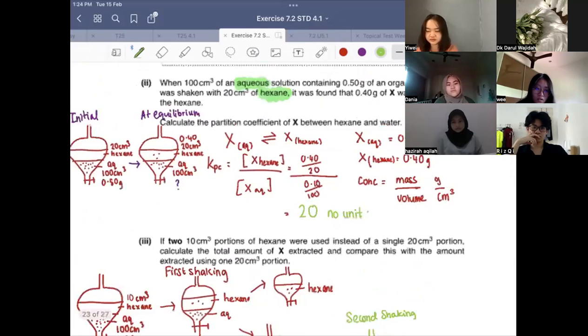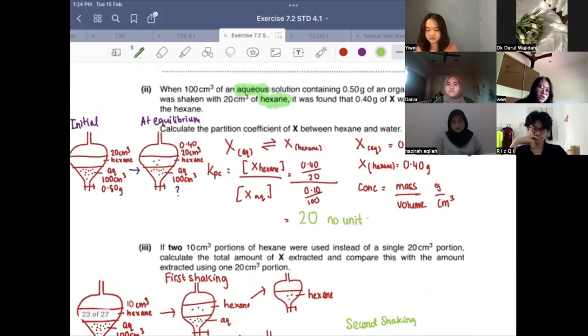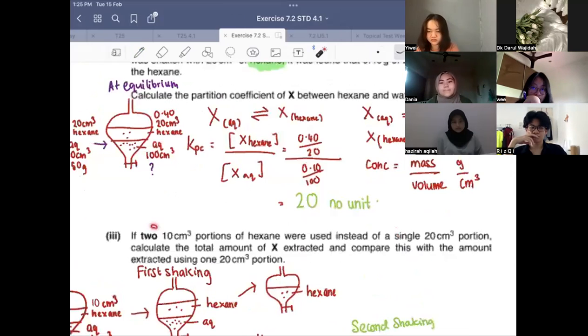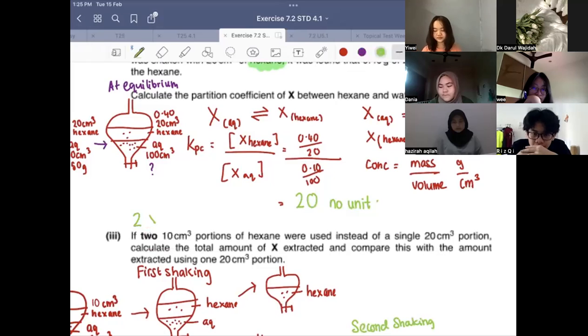okay? So let me just recap. Just now we started with 100 centimeter cube of water and also 20 centimeter cube of hexane. And then we managed to extract 0.40 grams of X into hexane, okay? Extract means we managed to dissolve 0.40 grams of X into the hexane layer. Now, if two 10 centimeter cube portions, that means 2 times 10 centimeter cube of hexane, were used instead of a single 20 centimeter cube portion.